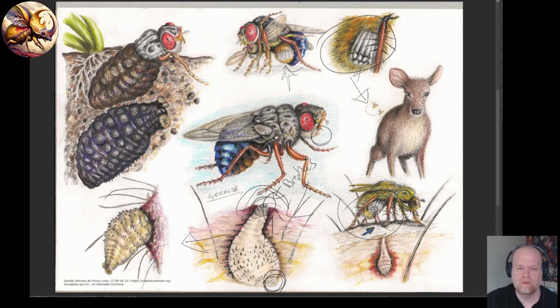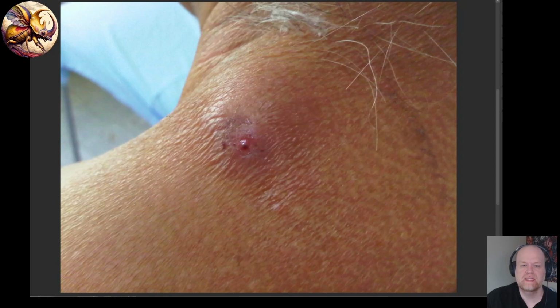So one of the things here, all this black you're seeing in this drawing, these are spikes, the backward-facing spikes, so that you can't pull them out. So then they have to burrow out backwards, tearing at the skin. They fall out, they pupate in the soil, and then the adult emerges. So this is what a myiasis infestation looks like.